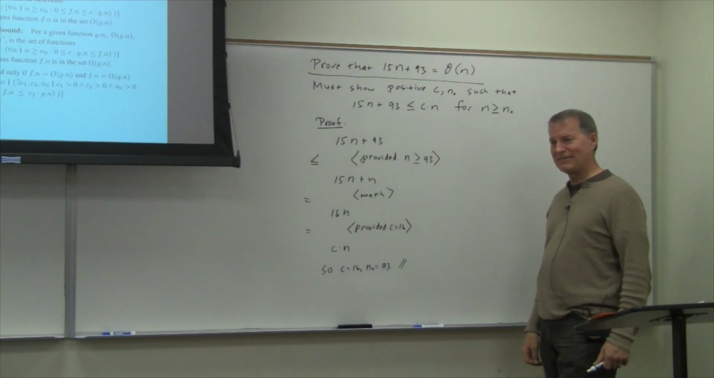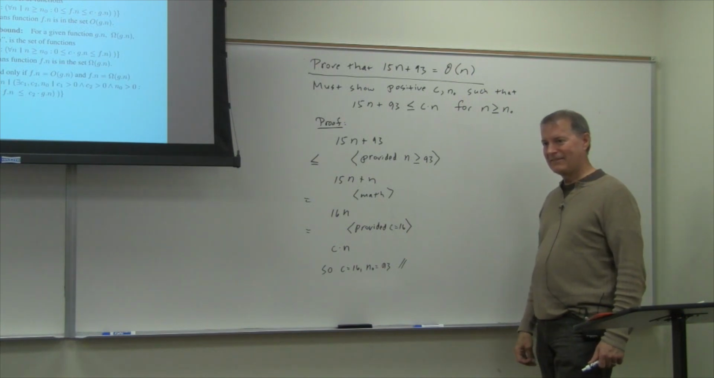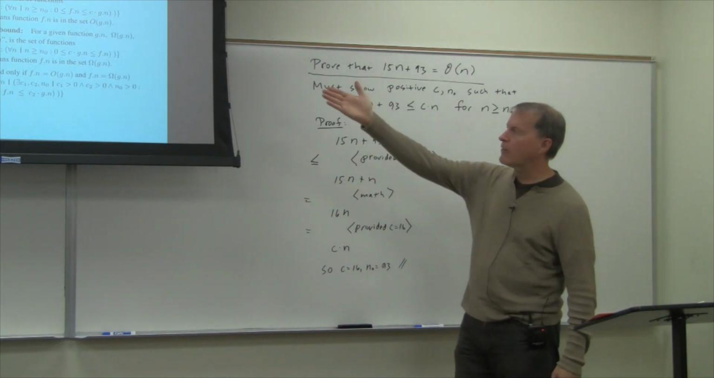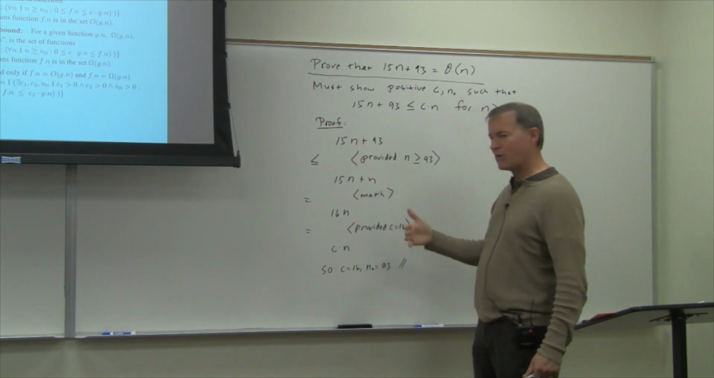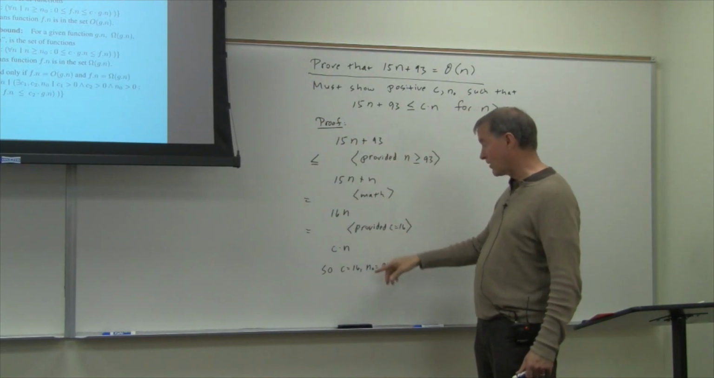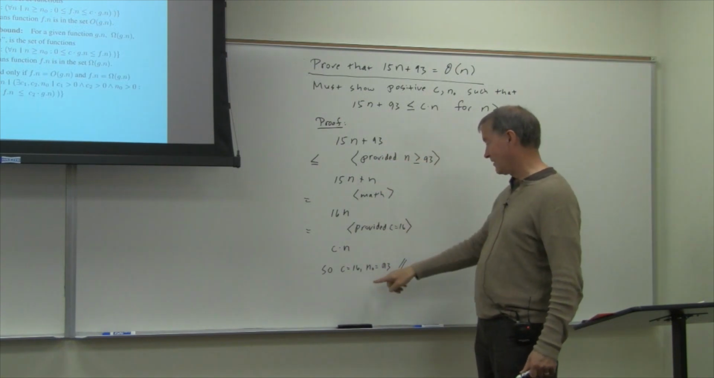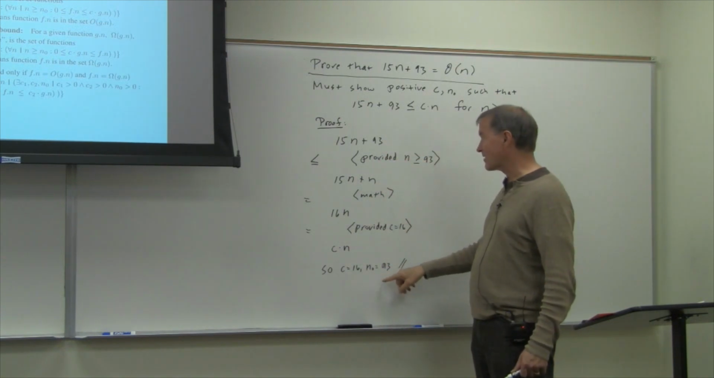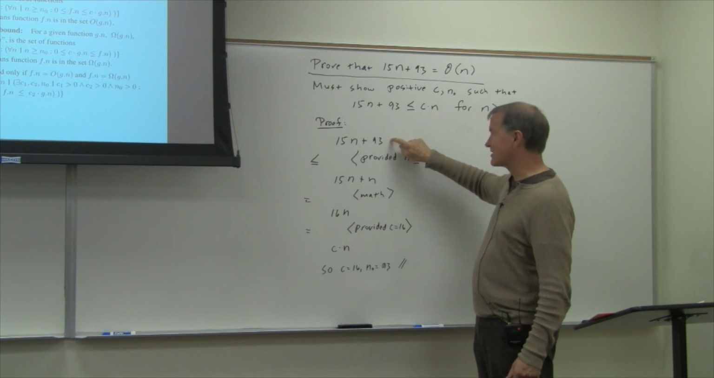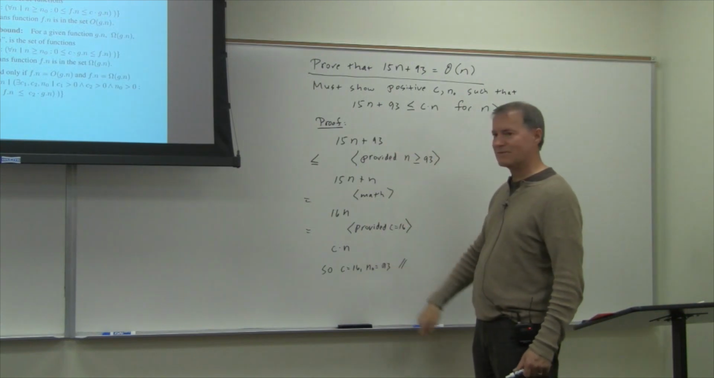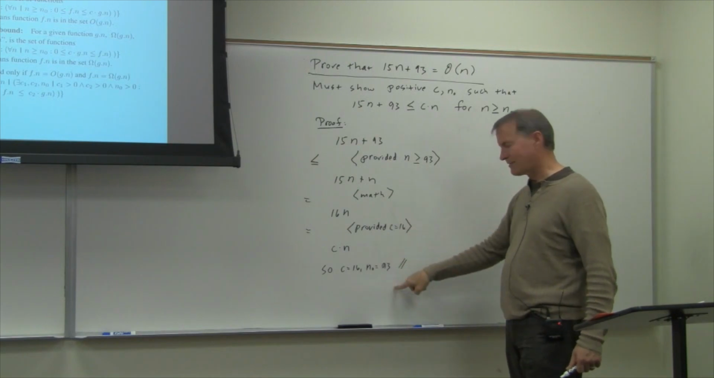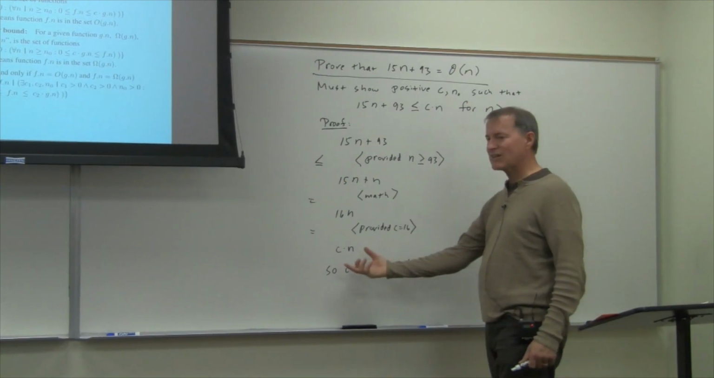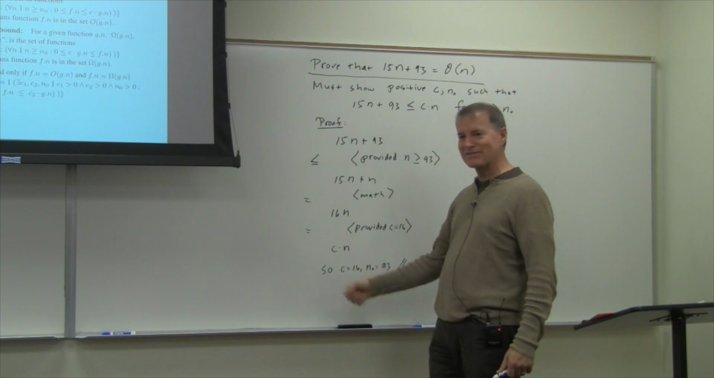Are you with me? Do you prove it the exact same time every time? Well, the way we prove it, we have to show that there exists something. So the way you show that there exists is you actually go through and mathematically, if C is 16 and n naught is 93, we know that this is less than or equal to this, because we proved it here mathematically. Are you with me? So we showed the existence. This is how we showed the existence.